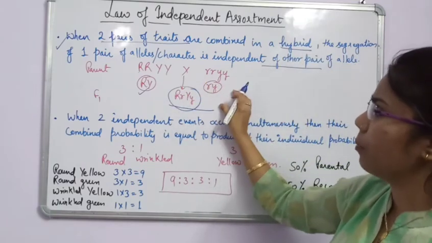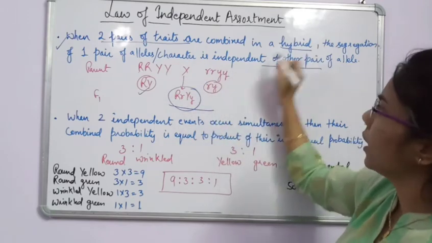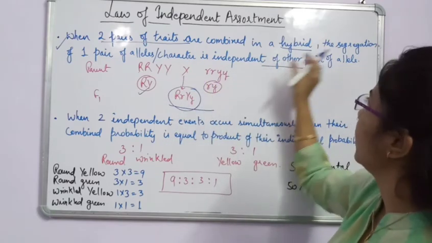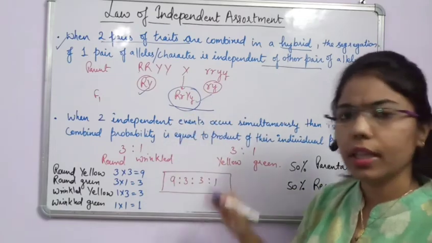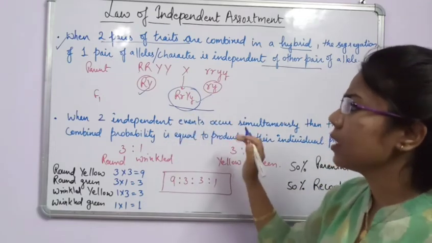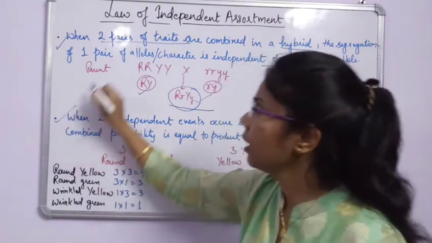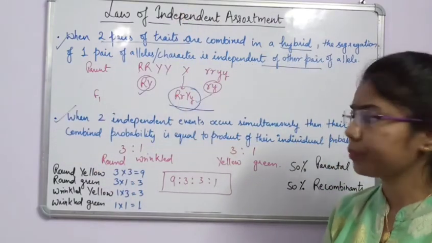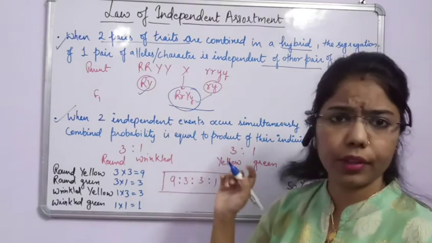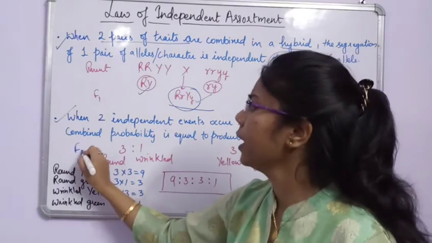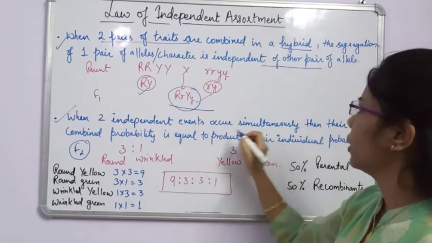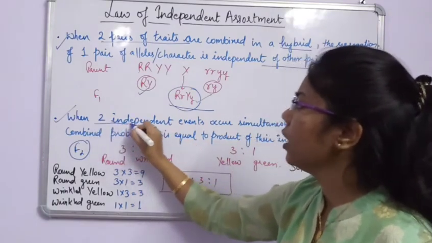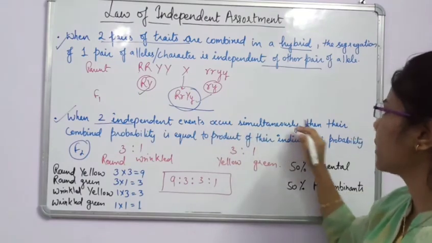When we have combined two traits, what are we getting? We are getting this hybrid, and this hybrid will segregate and assort independently in the subsequent generation. Second thing about the law of independent assortment: when we are getting the F2 generation, in the F2 generation we were getting the 16 combinations. So these are written here: when two independent events occur simultaneously.